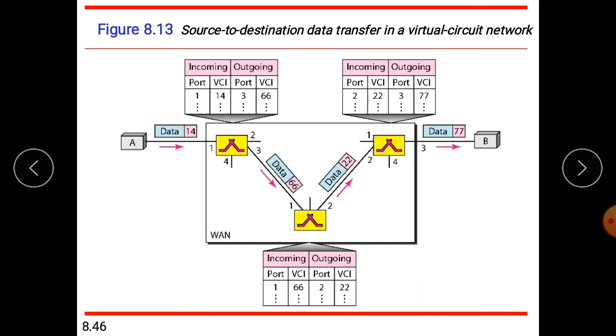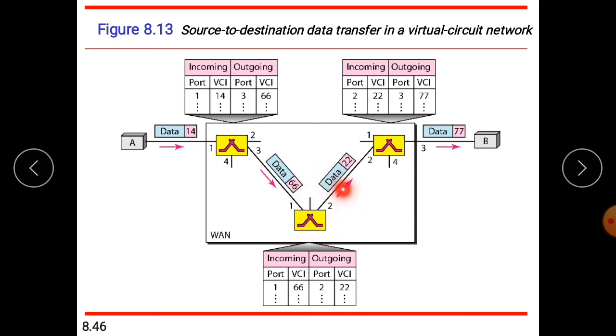This figure shows how a frame from source A reaches the destination B and how its VCI changes during the trip. Here, each switch changes the VCI and routes the frame. So you can see, for this particular data packet from A to reach B, initially the data packet will have VCI 14. The first switch checks the corresponding table entry. It will identify that the output port number is 3 and the VCI is 66.